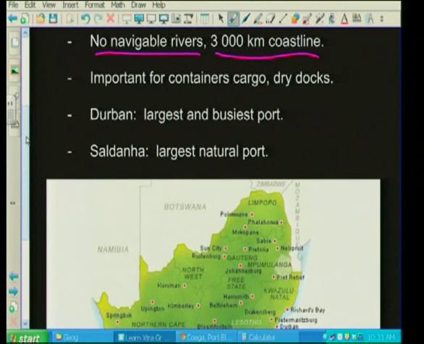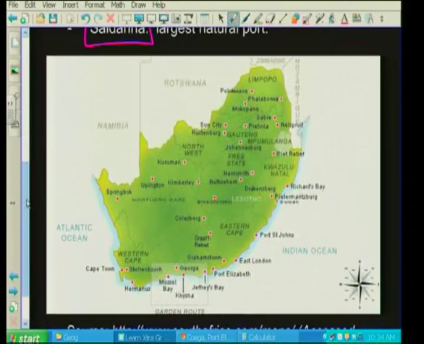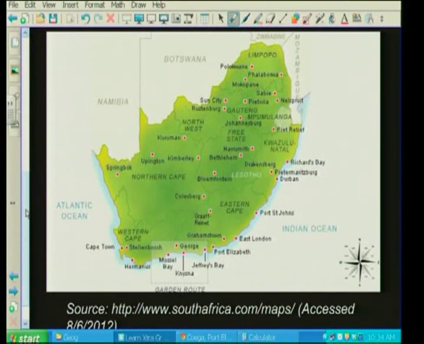It is important for our containers of cargo. We've also got dry docks in South Africa where we are unloading and offloading all sorts of things. Durban is the largest and busiest seaport in South Africa, and the largest natural port that we have is Saldanha. Now, I'm going to point out some of these ports to you as well on the map again, because it's important that you know where they are, and then you also need to learn what is the main product or the main good that comes in and out of the country at those different points.